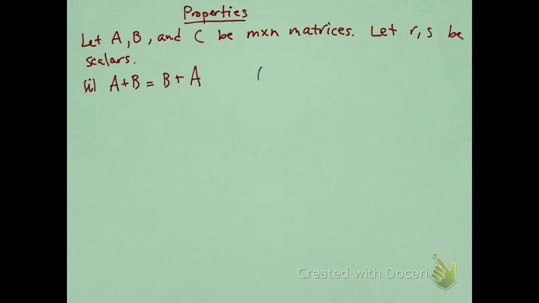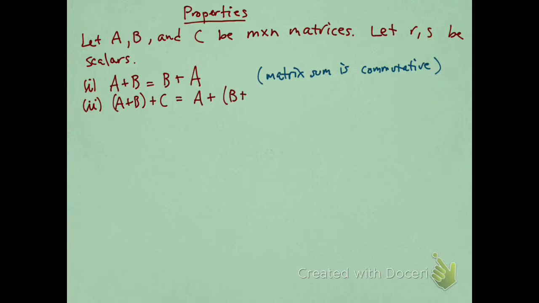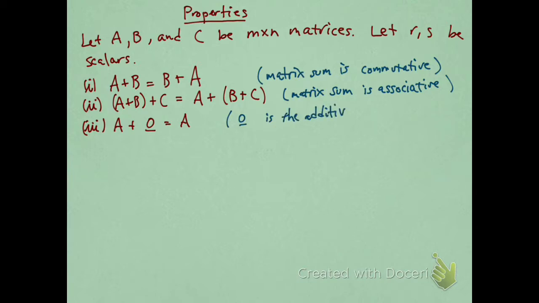Then 1, A plus B is B plus A. This is just saying that the matrix sum is commutative. 2, A plus B plus C is equal to A plus the sum of B and C. Notice this is just saying that matrix sum is associative. 3, A plus the 0 matrix, the 0 with an underline, I'm going to use that to denote the 0 matrix, is equal to A. That's just saying that the 0 matrix acts as the additive identity.